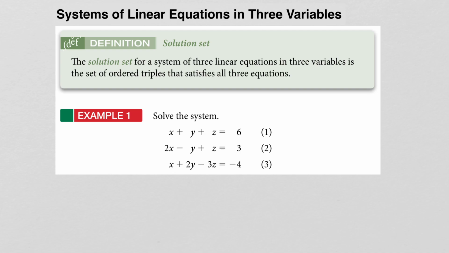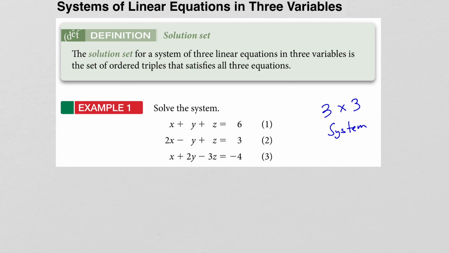So if you look at the example here, we have three equations and we also have three variables. So a lot of times we call this a 3 by 3 system. Also, notice that each of the variables is raised to the first power, which means that it is a linear system of equations. Now, how do we solve them?